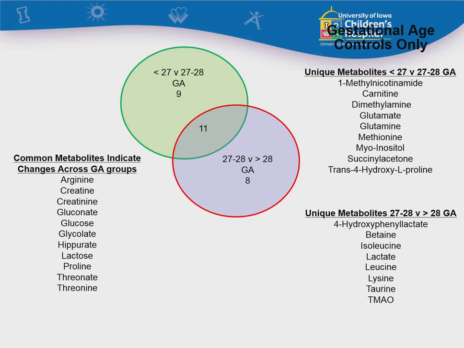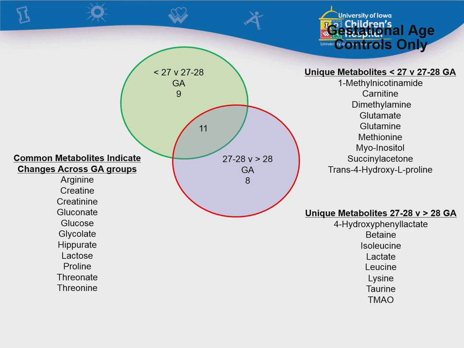And when we looked at this a little closer, you can see a fairly nice progression. There's 9 unique metabolites for the less than 27 weeks to 27 to 28 weeks gestational age comparison, 11 that overlap in this Venn diagram, and then 8 unique ones for the 27 to 28 week versus greater than 28 week comparison. And what's really interesting about this is that in the 70s and 80s, there was a lot of physiologic studies done, and this really correlates nicely.